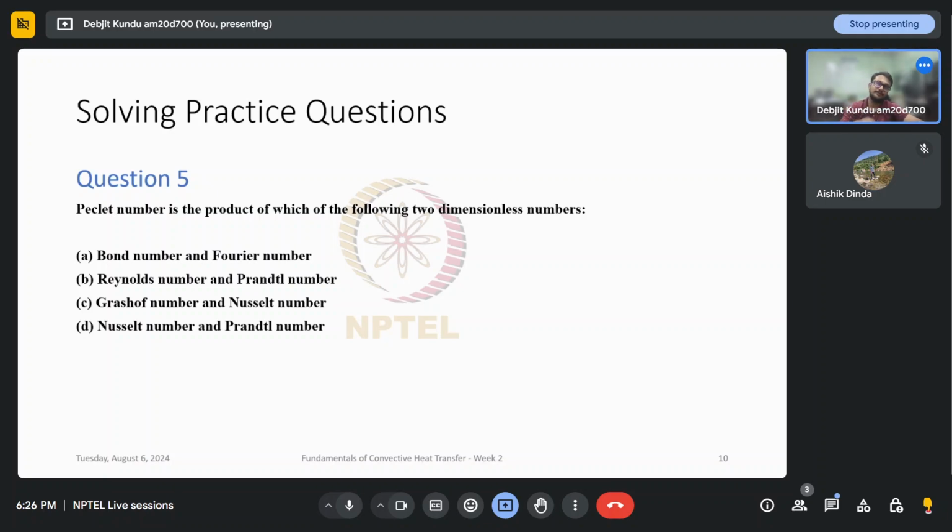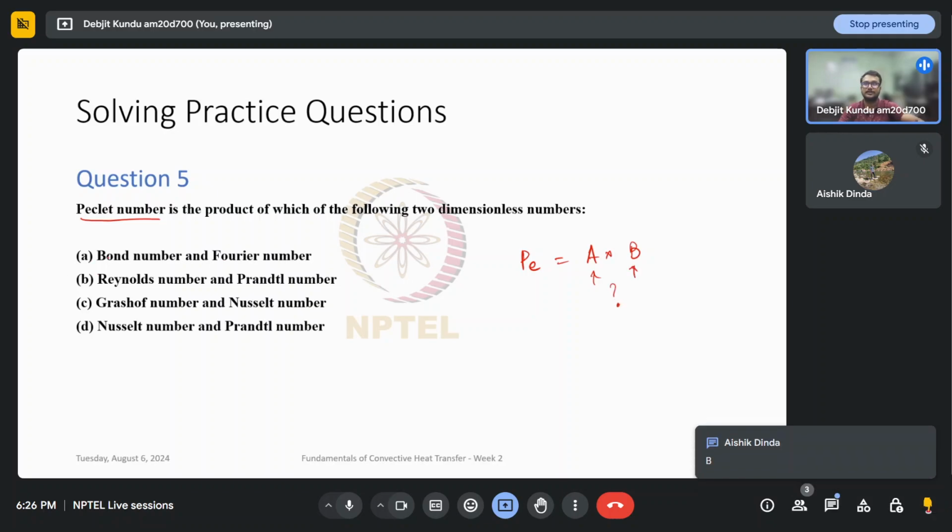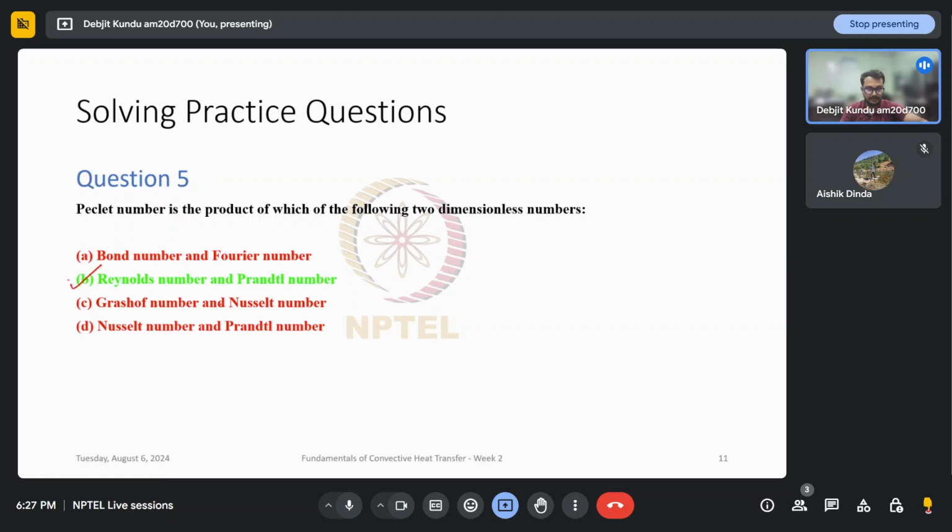We move on to question number 5 now, which is asking us that the Peclet number is a product of which of the two following dimensionless numbers. So I'm telling that the Peclet number Pe is a product of two dimensionless numbers, A and B. Now, what are these A and B? Is it option A, Bond number and Fourier number? Option B, Reynolds number and Prandtl number? Option C, Grashof number and Nusselt number, or is it option D, Nusselt number and Prandtl number? Once again, we have a very quick response in favor of option B, which is indeed the correct one.